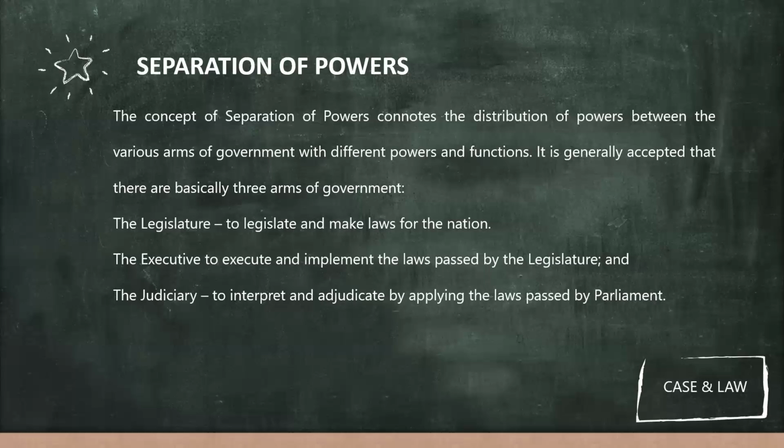Then the judiciary, their role is to interpret laws that are made by the legislature and also to apply them. So they interpret and then they apply. Now, just from the onset, you would notice that there is some sort of interdependency between these organs, because the legislature makes the law, the executive is to enforce the law, and the judiciary is to interpret the law.